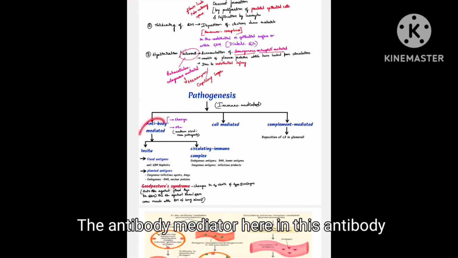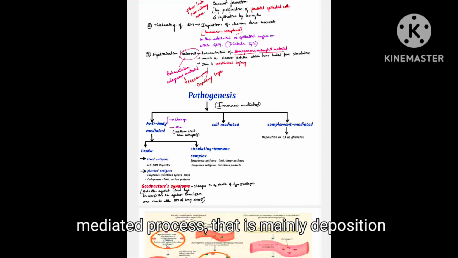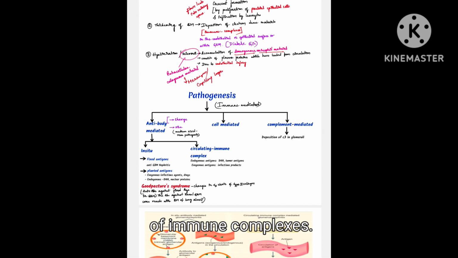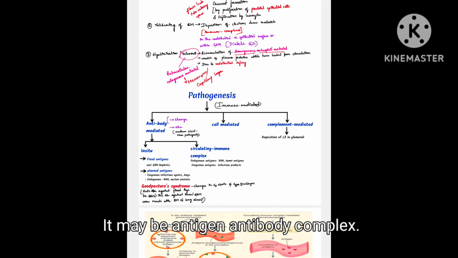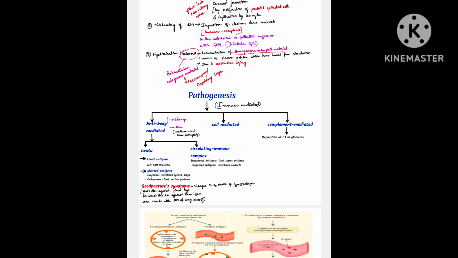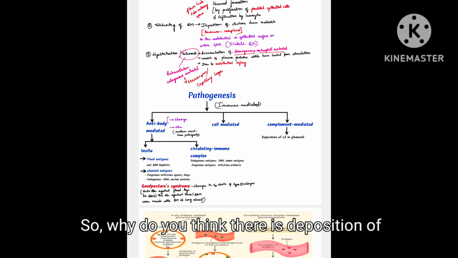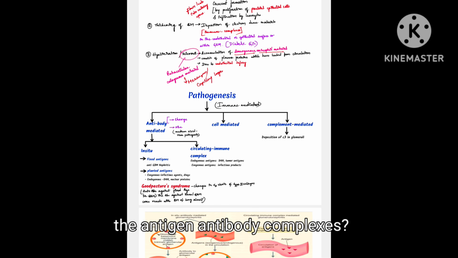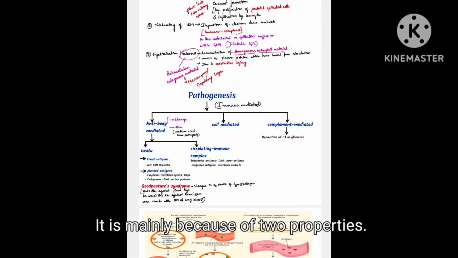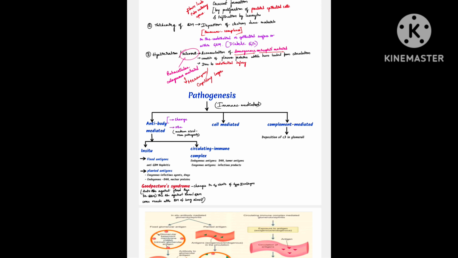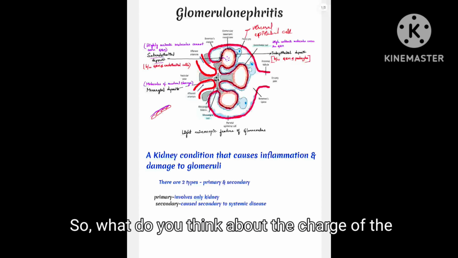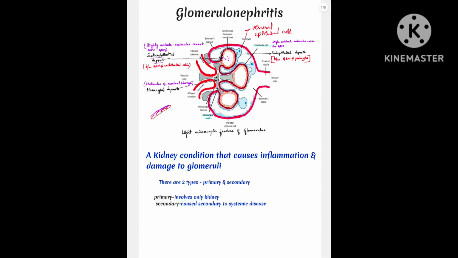In this antibody mediated process, there is mainly deposition of immune complexes. It may be antigen antibody complex. So why do you think there is deposition of the antigen antibody complexes? It is mainly because of two properties. One is the charge of the molecule and the other is the size of the molecule. So what do you think about the charge of the molecule?